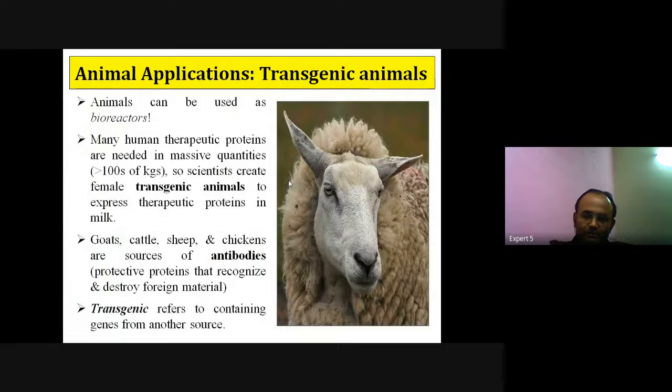In the medical field, there are generally animal applications in the form of transgenic animals. Animals can be used as a bioreactor. Many human therapeutic proteins are needed in large quantities, so scientists create female transgenic animals to express therapeutic proteins in milk. If a person drinks this milk, they get the appropriate therapeutic proteins through the milk.